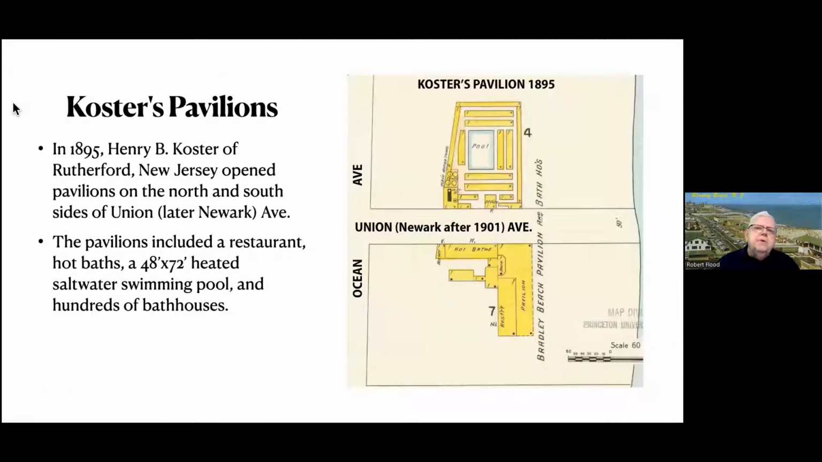The first really big investment in Bradley Beach doesn't take place until 1895. Henry B. Koster of Rutherford opened pavilions on the north and south side of Union Avenue. You can see those on the map. The pavilions included a restaurant, hot baths, a large heated saltwater swimming pool, and hundreds of bathhouses.